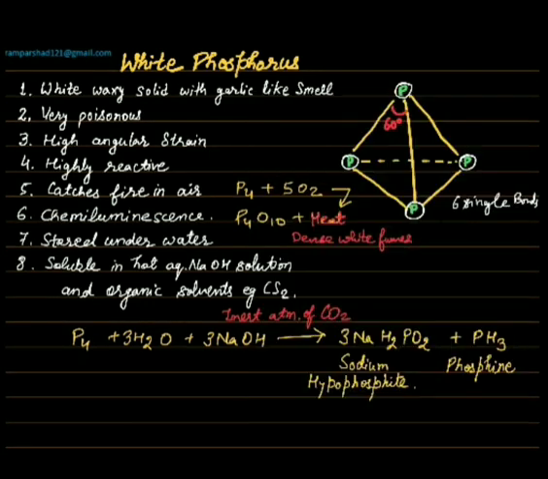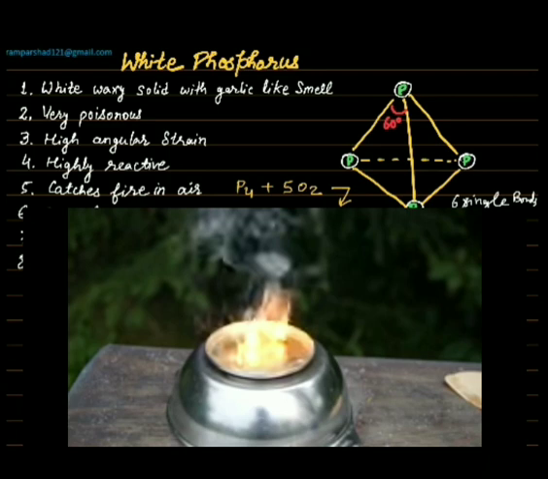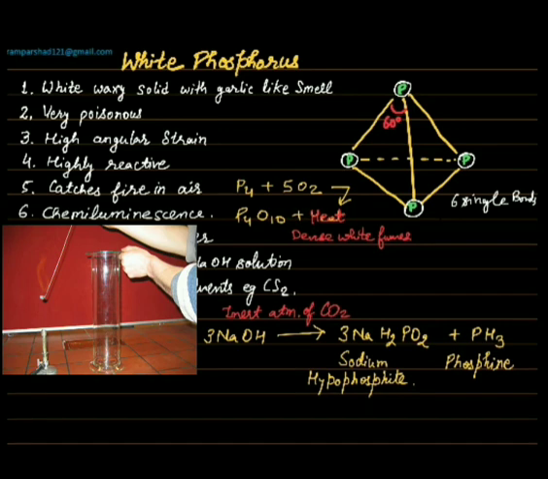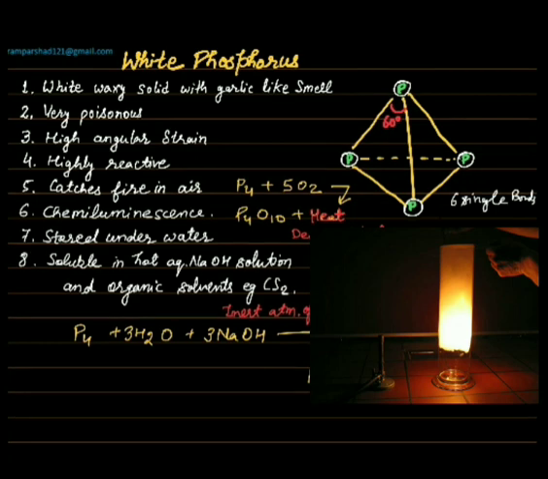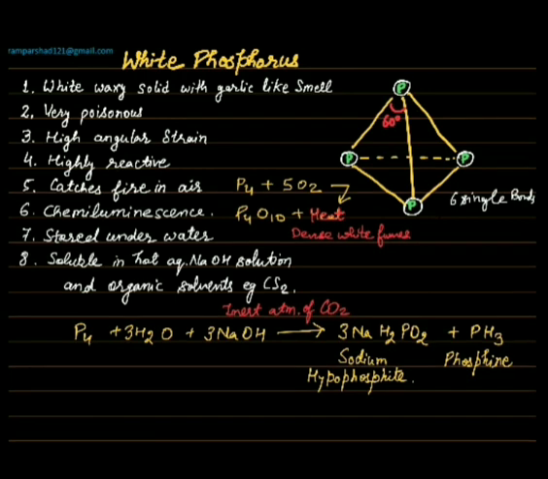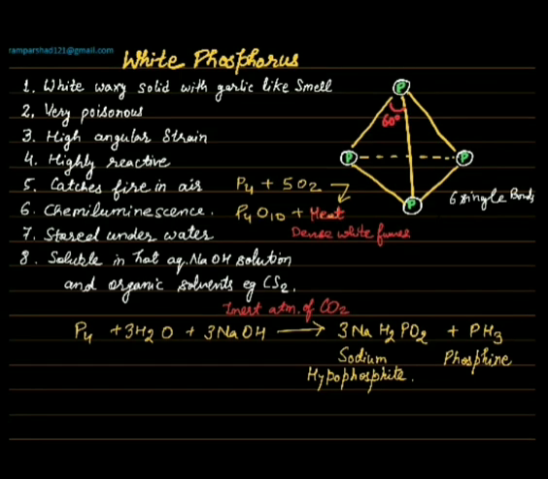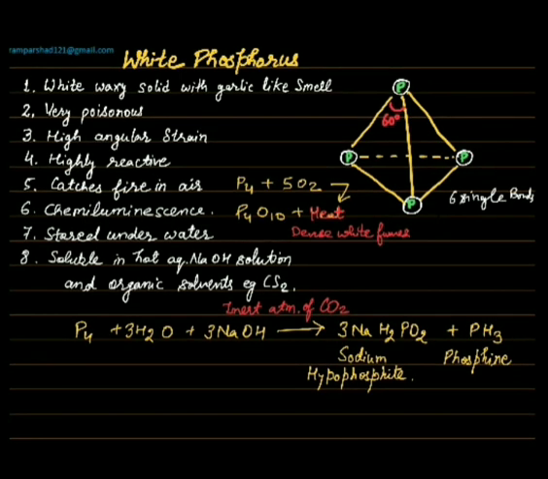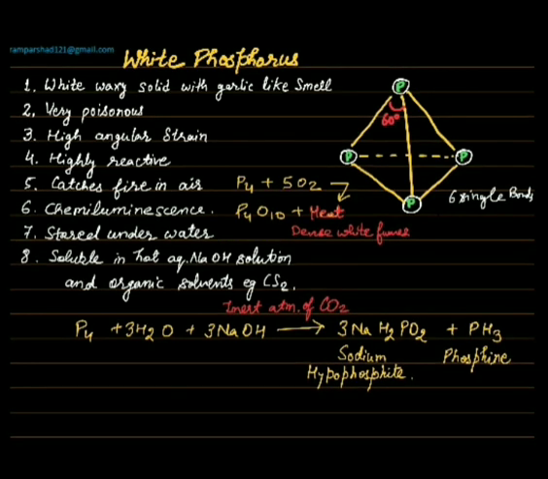It easily catches fire in air because it easily gets oxidized into phosphorus pentoxide with the release of heat and dense white fumes. It has the property to glow in the dark. Therefore, sometimes it is also referred to as the devil's element. It is stored under water because it easily gets oxidized by the air. It is not soluble in water, but it is soluble in hot aqueous solution of sodium hydroxide and other organic solvents like carbon disulfide.